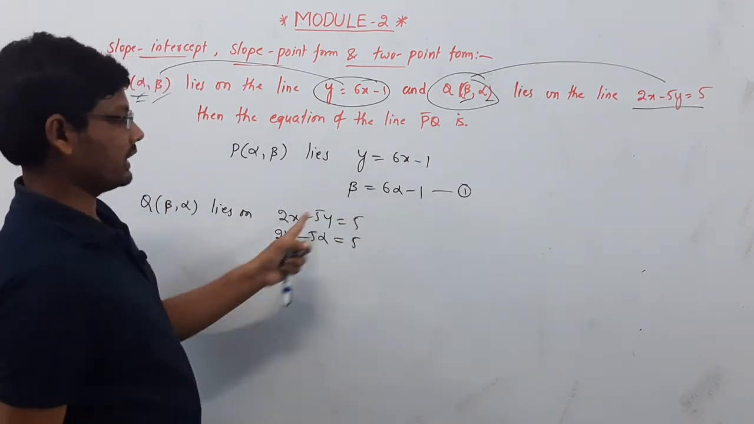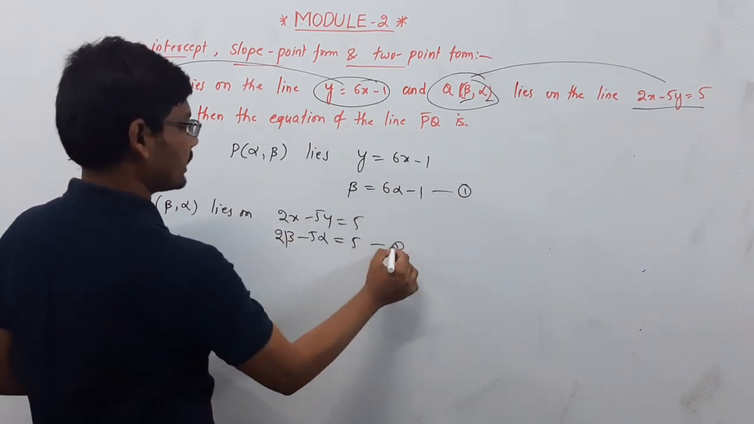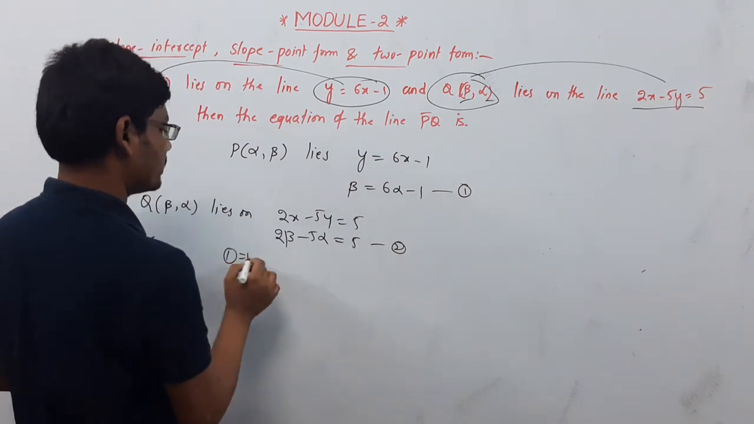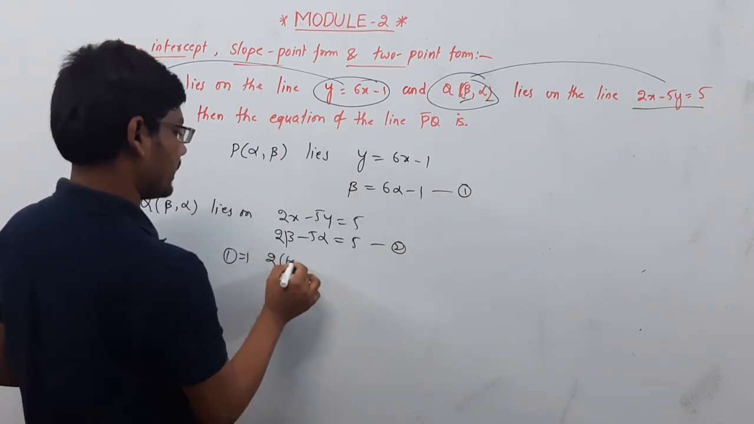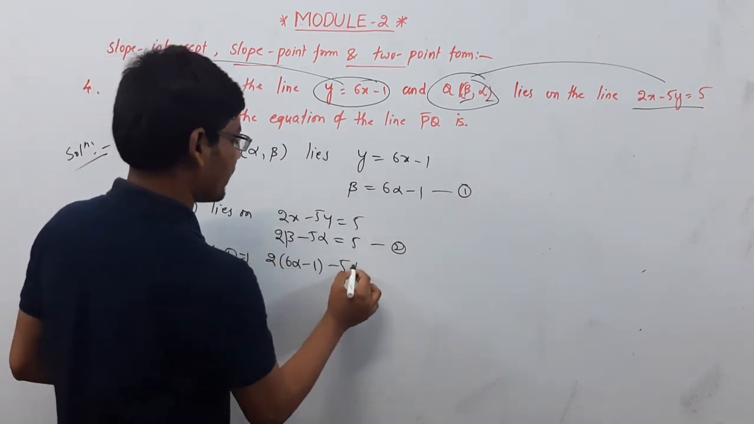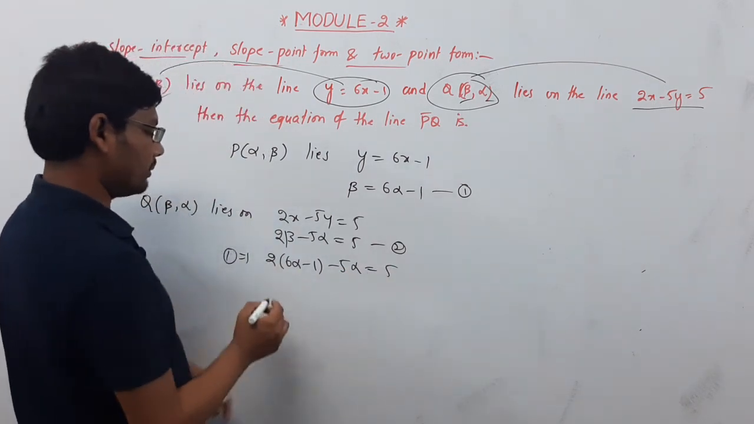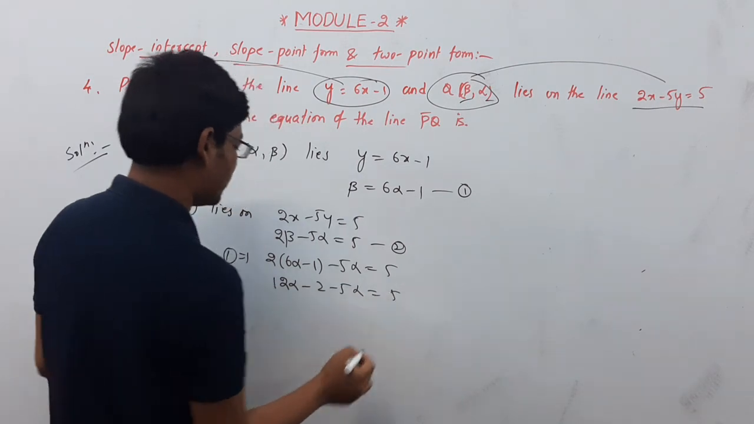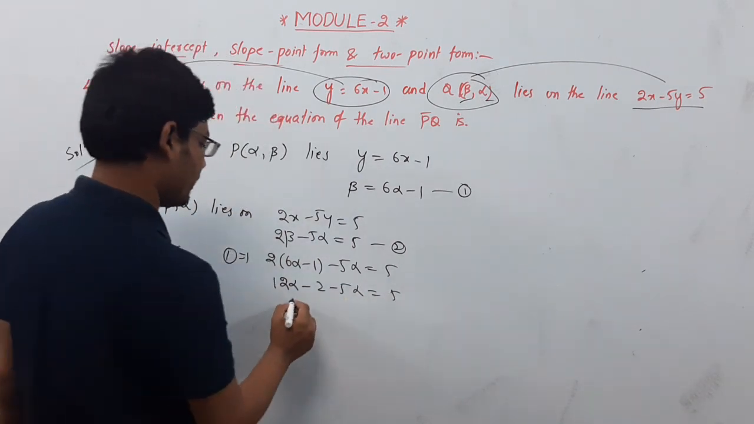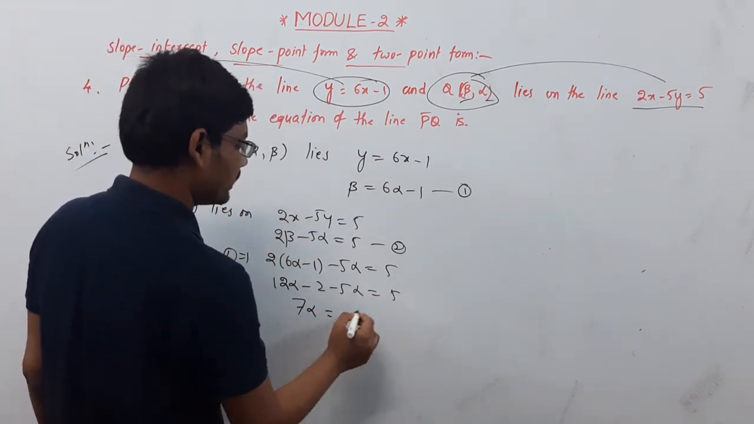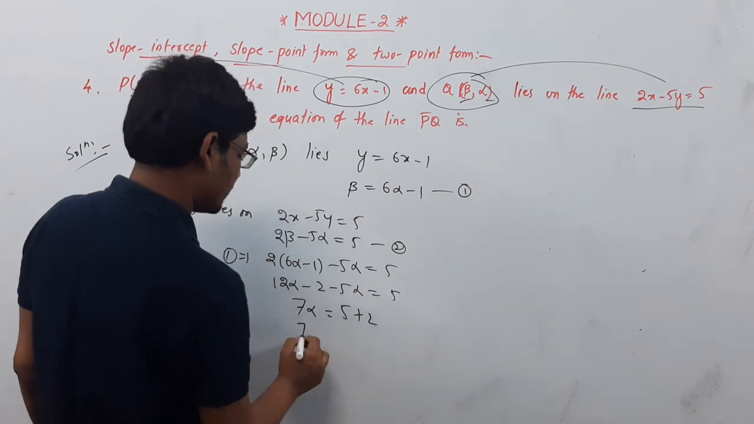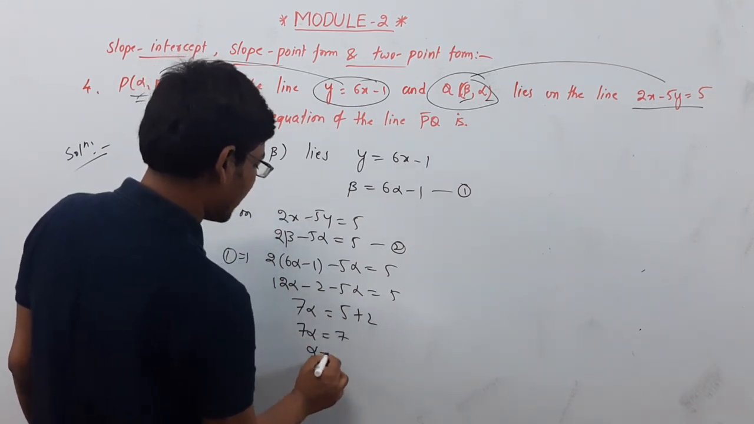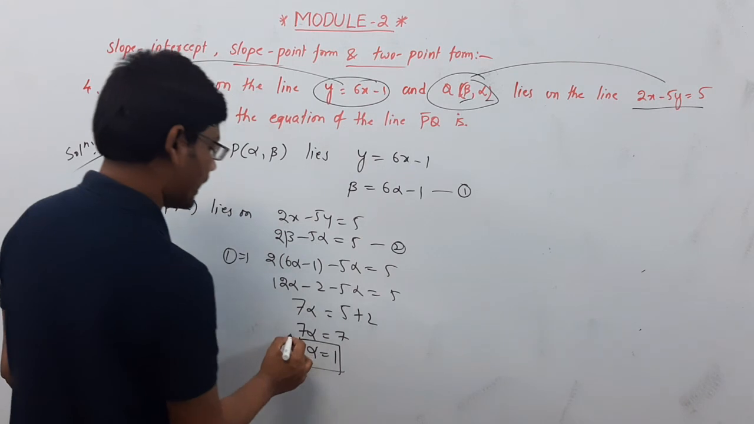So let's substitute the beta value in this expression. This is equation 1. Equation 1 implies 2 of 6 alpha minus 1 minus 5 alpha is equal to 5. Let's multiply here: 12 alpha minus 2 minus 5 alpha is equal to 5. So 12 minus 5, that is 7 alpha, is equal to 5 plus 2, so 7 alpha is equal to 7. So alpha is equal to 1 here. This is the alpha value.